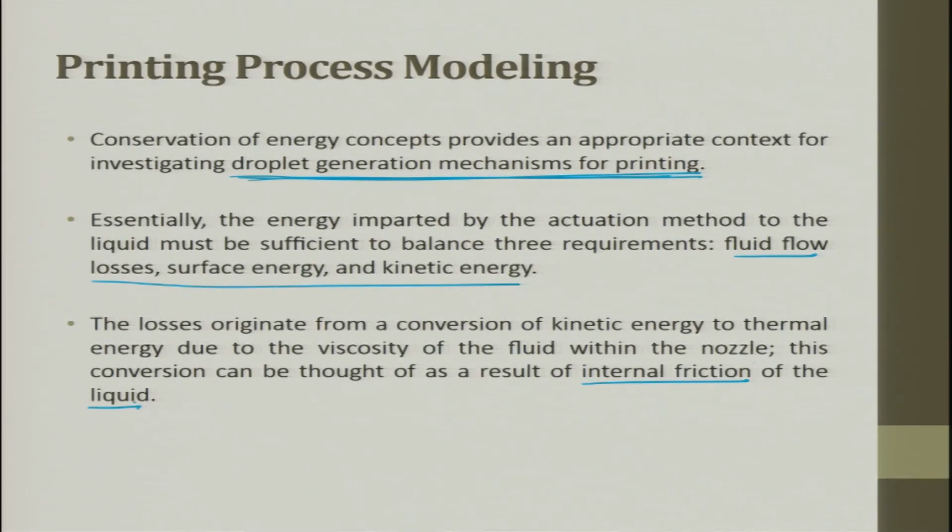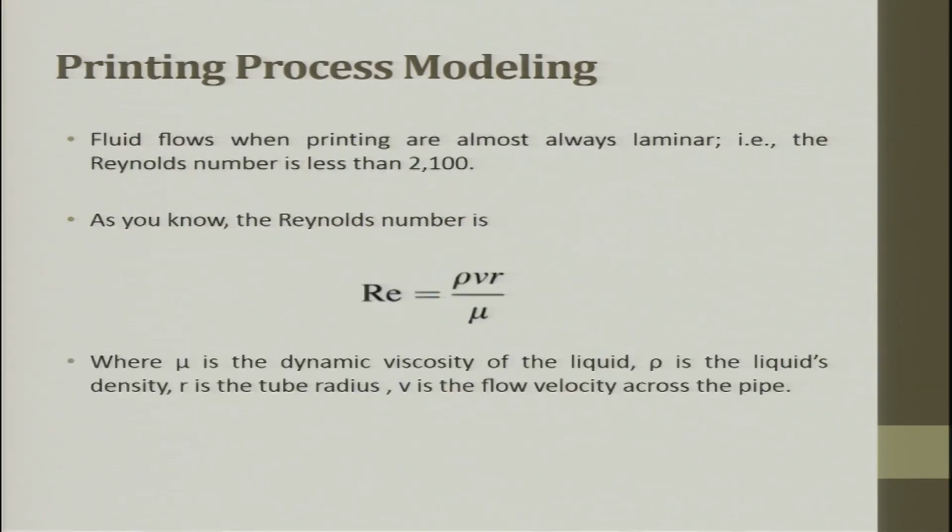So, these are all techniques, but in the entire 3D printing technique you should understand the binder which comes out, okay, that getting it into a droplet size is a big challenge. The fluid flows when printing are almost always laminar, that is, the Reynolds number is less than 2100. As you know, the Reynolds number Re depends on rho, V, R and mu. Mu is the dynamic viscosity of the liquid, rho is the liquid density, R is the tube radius, and V is the flow velocity across the pipe. With this we calculate the Reynolds number. If the Reynolds number is less than 2100, it is called a laminar flow.